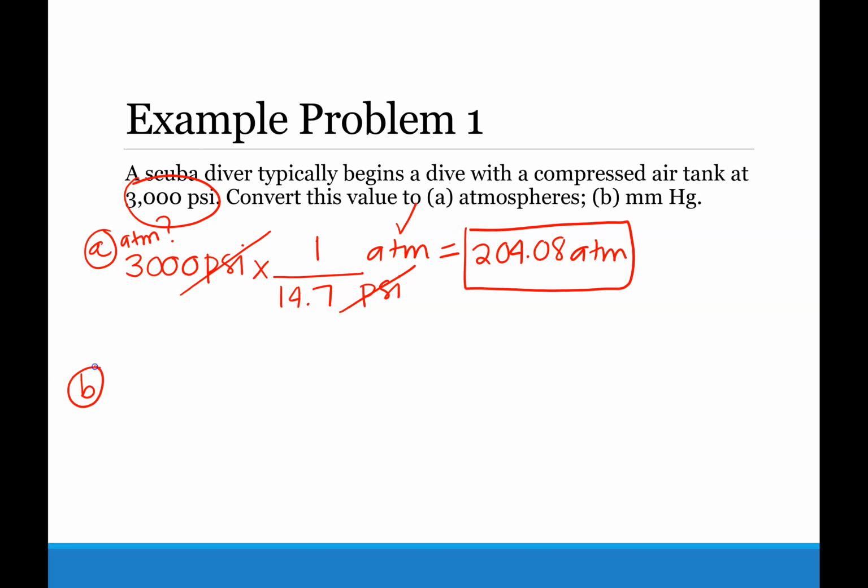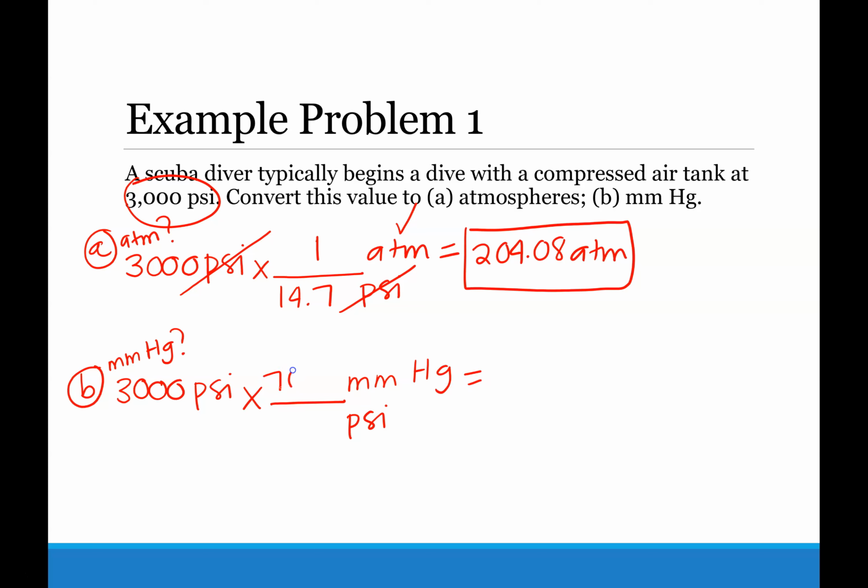Letter B, we're also starting with 3,000 PSI. And instead of ATM, we're being asked to convert to millimeters of mercury. So this is, again, a direct conversion because we have a direct conversion from PSI to millimeters of mercury. So draw the multiplication symbol, draw the division bar. PSI comes down and millimeters of mercury goes on top so that we can convert.